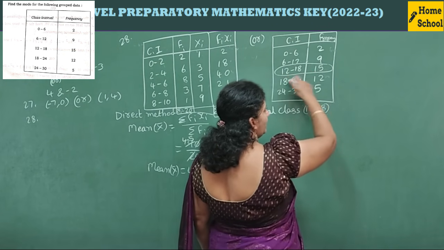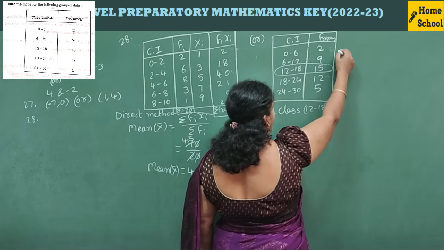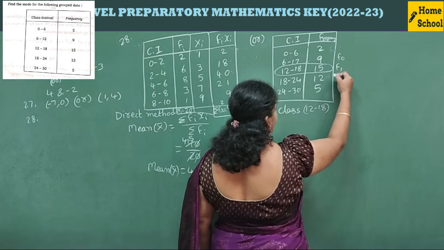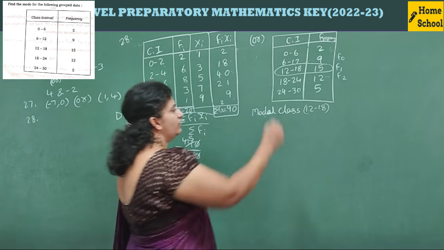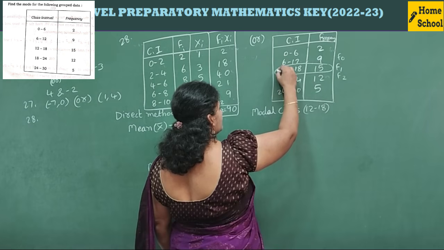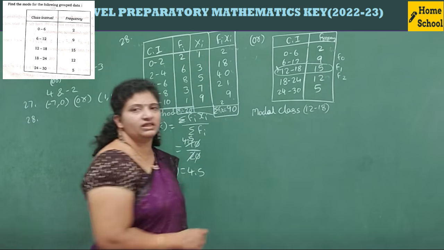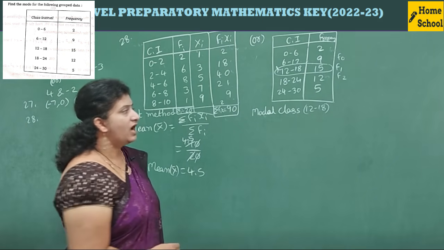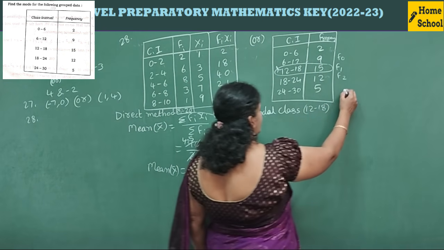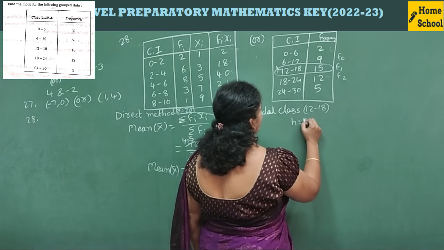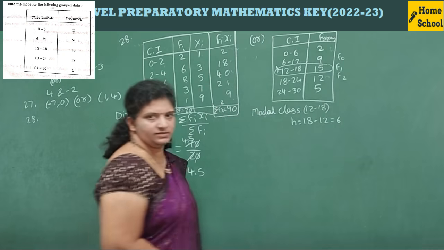Now, in the modal class, the frequency is F1. Above the modal class, F0. Below the modal class, F2. And the modal class lower limit, L. We need H. H is nothing but the class size. How do we get this? Upper limit minus lower limit. That is H is equal to 18 minus 12, that is equal to 6.